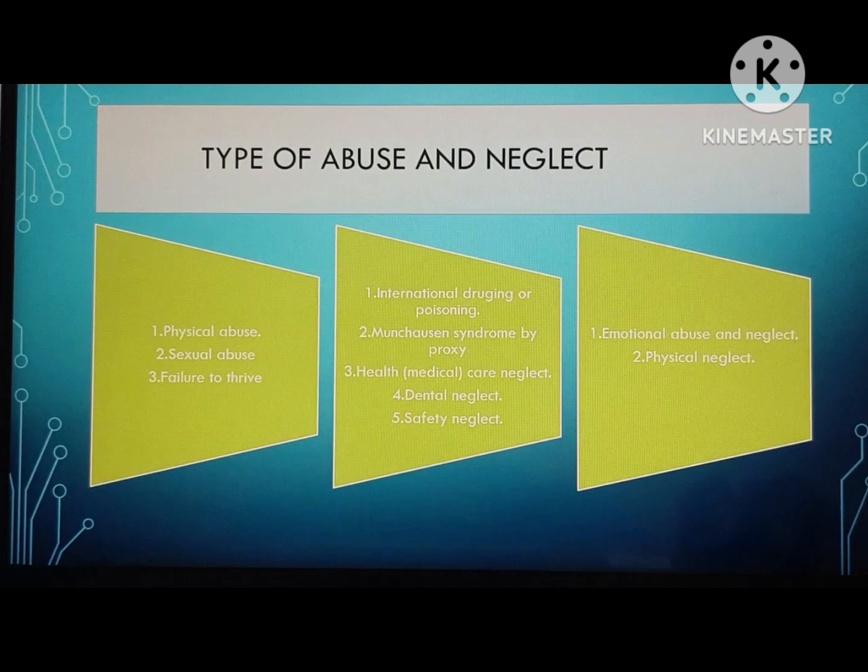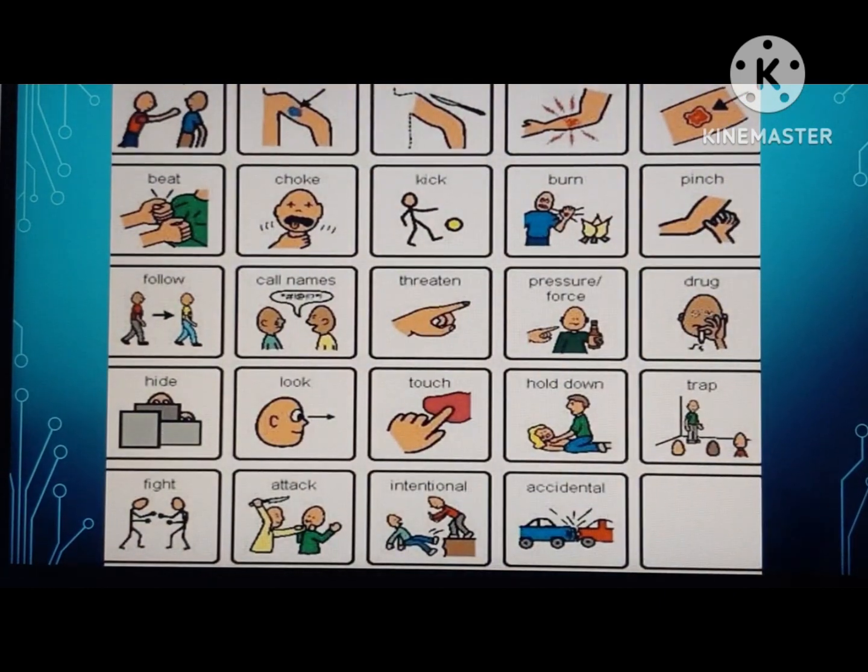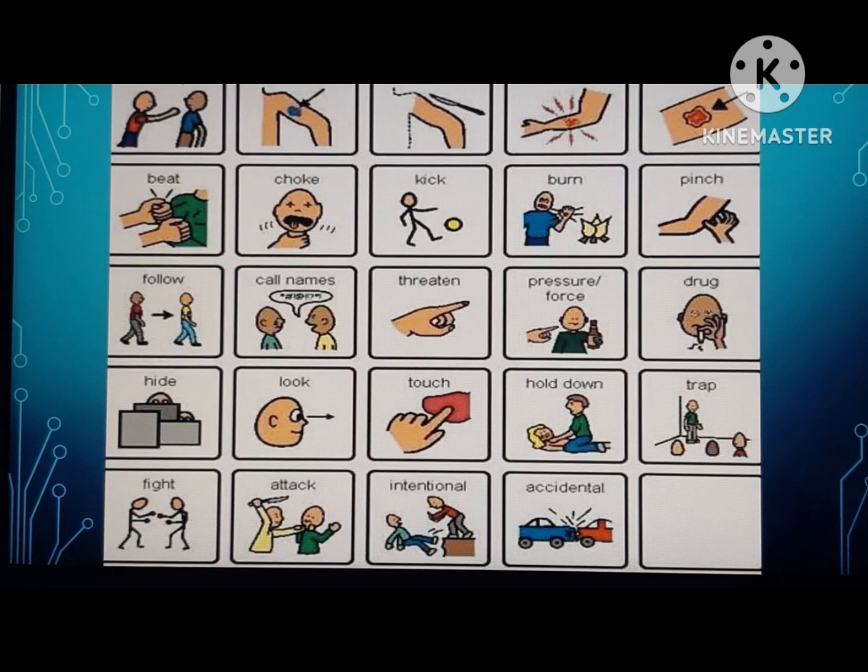Next, types of abuse and neglect: physical abuse, sexual abuse, failure to thrive, intentional drugging or poisoning, Munchausen syndrome by proxy, health and medical care neglect, dental neglect, safety neglect. Next, emotional abuse and neglect, and physical neglect. These are the three categories which have subdivisions. The photo given below shows how a child is abused or neglected by the parents, the relatives or the society.